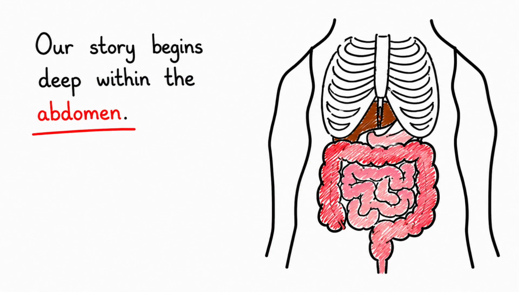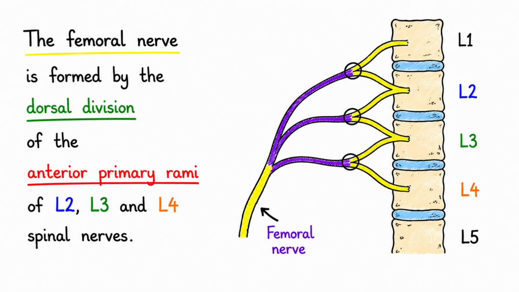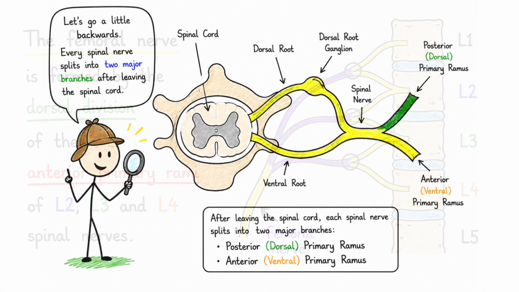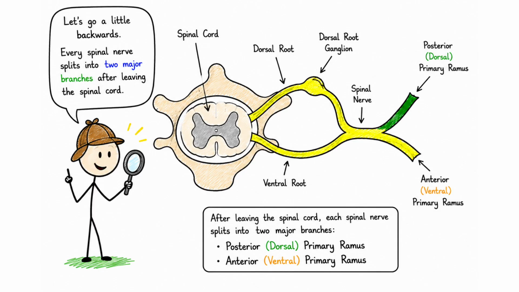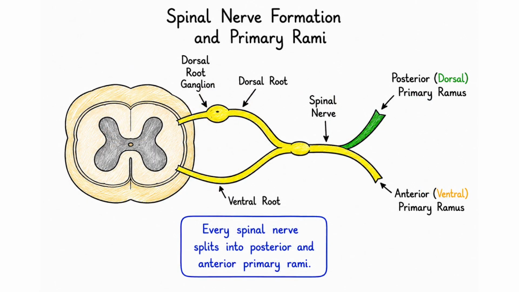Our story begins deep within the abdomen. The femoral nerve is formed by the dorsal division of the anterior primary rami of L2, L3 and L4 spinal nerves. Let's go a little backwards. Every spinal nerve splits into two major branches after leaving the spinal cord. From the dorsal ganglion, it divides into posterior or dorsal primary rami and anterior or ventral primary rami. The femoral nerve is formed by the anterior primary rami.